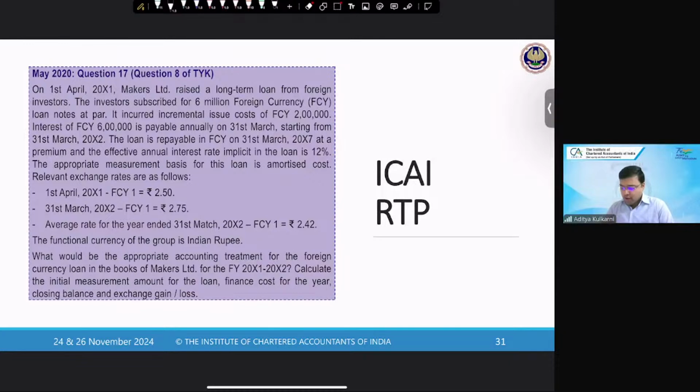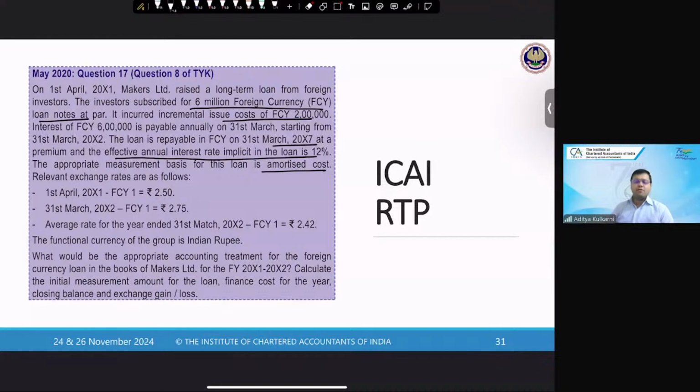On 1st April 20X1, Makers raised a long-term loan from foreign investors. The investors subscribed for 6 million foreign currency loan notes at par. It incurred incremental issue costs of foreign currency 2 lakhs. Interest of 6 lakhs is payable annually on 31st March, starting from 31st March X2. The loan is repayable in foreign currency on 31st March 20X7 at a premium. The effective annual rate implicit in the loan is 12%. The appropriate measurement basis for this loan is amortized cost.